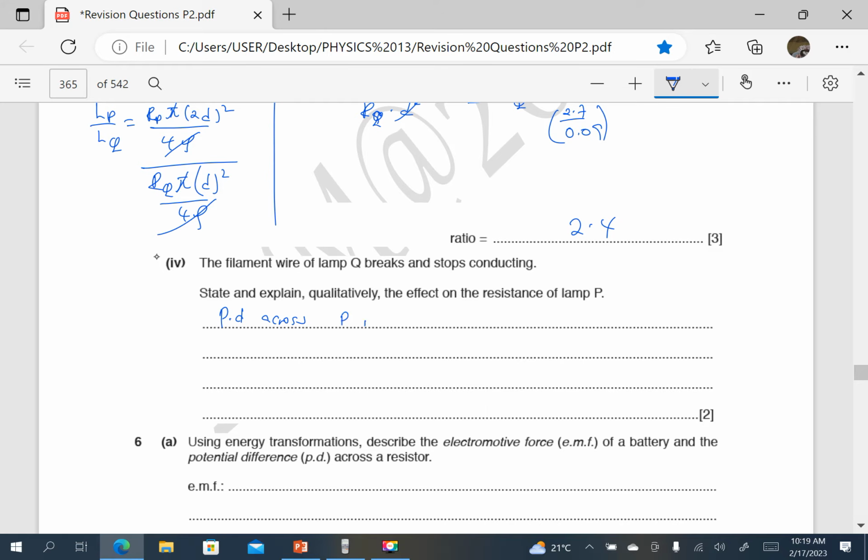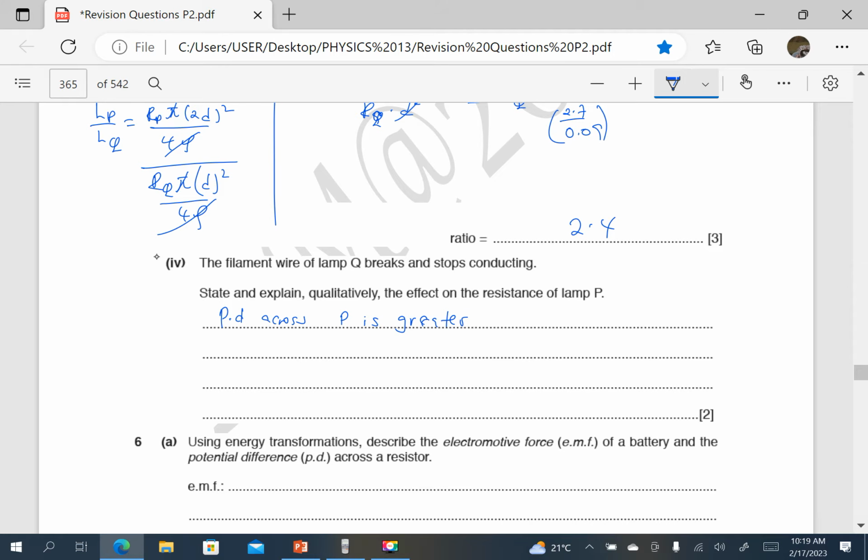The PD across P is going to be greater, or there will be less PD across the fixed resistor. If the PD across P is greater, then the PD across R is going to be smaller. For P, the resistance is not fixed because it changes with the temperature. As more current flows through P, the temperature increases. And if the temperature increases, the resistance is going to increase. If resistance increases, it means the PD across P is going to be greater. That means the PD across R is going to be smaller.